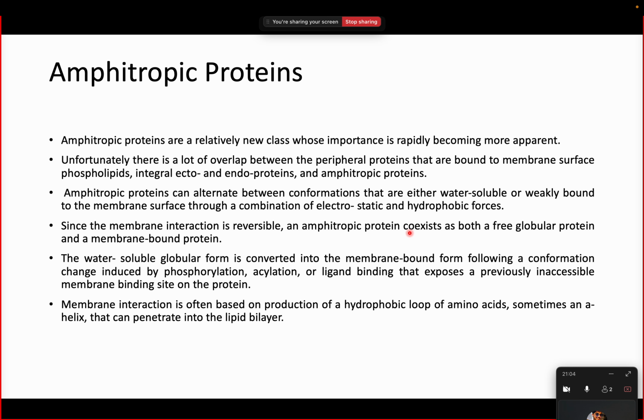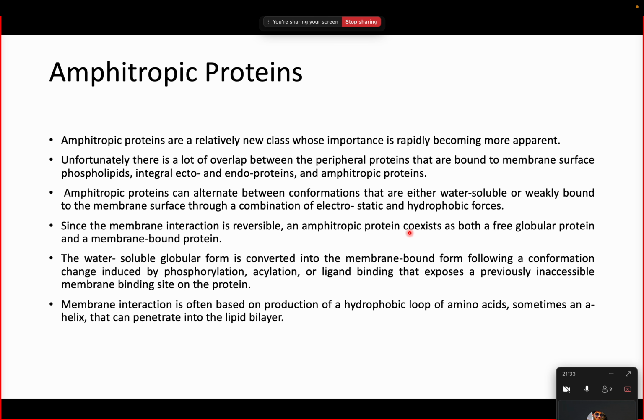Next type of membrane protein is amphitropic proteins. Amphitropic proteins are a relatively new class whose importance is rapidly becoming more apparent. Unfortunately, there is a lot of overlap between the peripheral proteins that are bound to membrane surface phospholipids, integral, ecto and endoproteins, and amphitropic proteins. We have not discussed these classes yet as it is a revision, so you might remember where we are heading with this discussion.